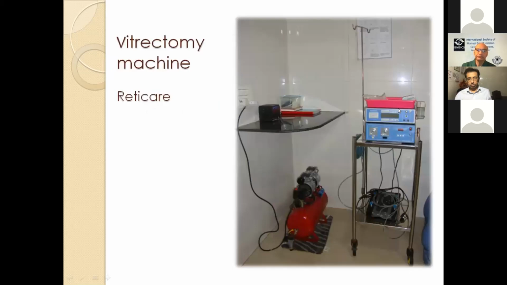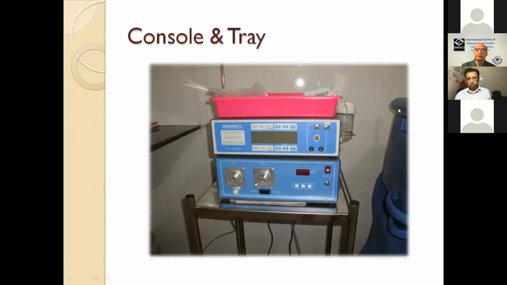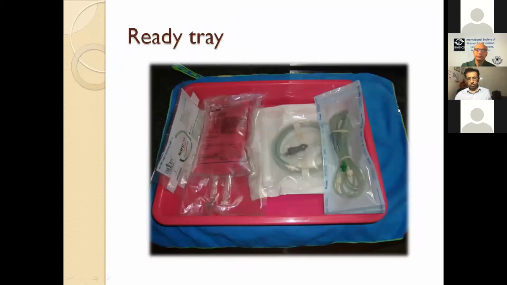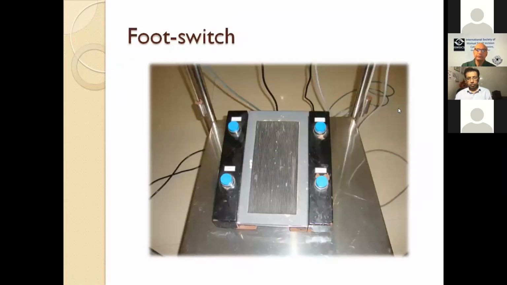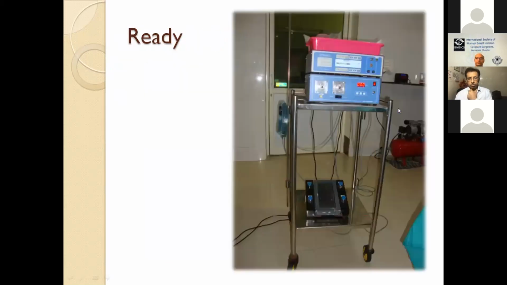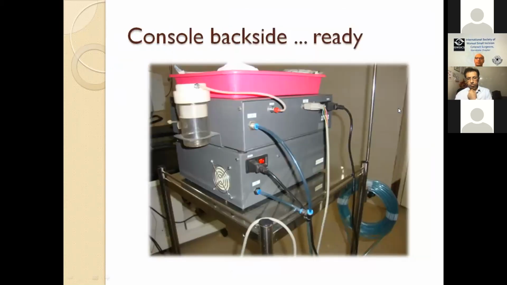Anterior vitrectomy machine. This is my anterior vitrectomy machine. It has a vitrectomy console, foot switch, and compressor. This is one unit, and a tray kept over this contains a sterile vitrectomy probe, autoclaved or ETO'd, balanced salt solution, and drip set. Along with that, we can have triamcinolone, adrenaline, xylocaine, etc. This machine is from Reticare, iNest Medicare, Hosur. This is how the machine looks from the back side. This is an older model.